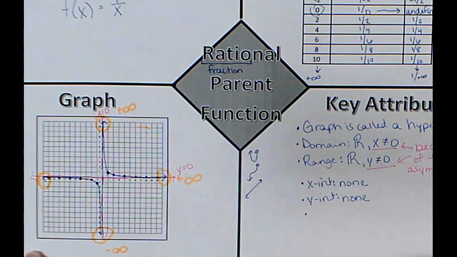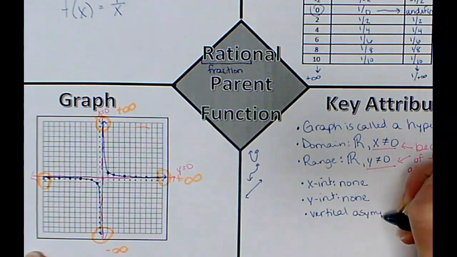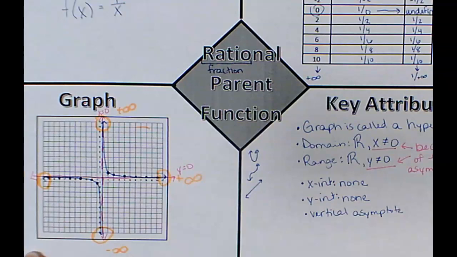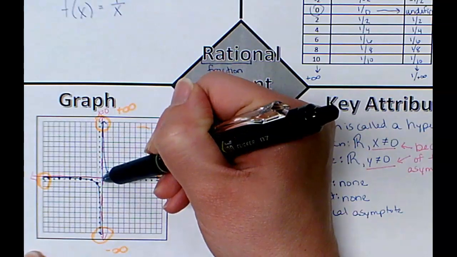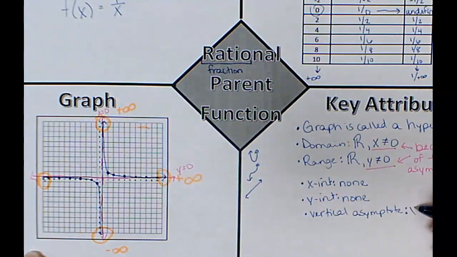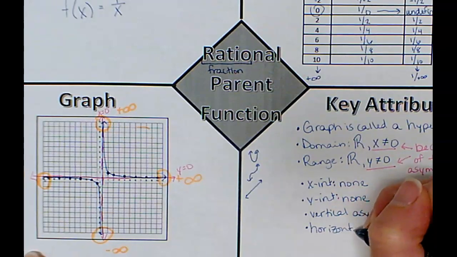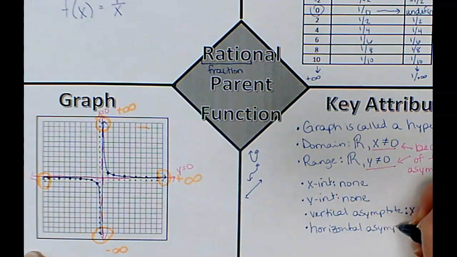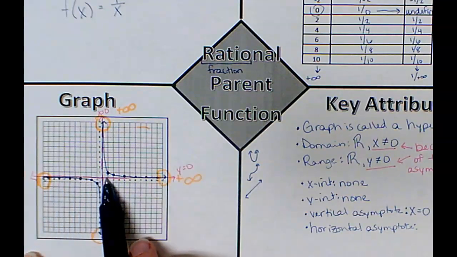We do need to mention where those vertical and horizontal asymptotes are. So there is a vertical asymptote. And that vertical asymptote is right here. Vertical means up and down. That's happening where the x values are all 0. There's also the horizontal asymptote. That horizontal asymptote is happening here, side to side. And that's happening where all the y values are 0.